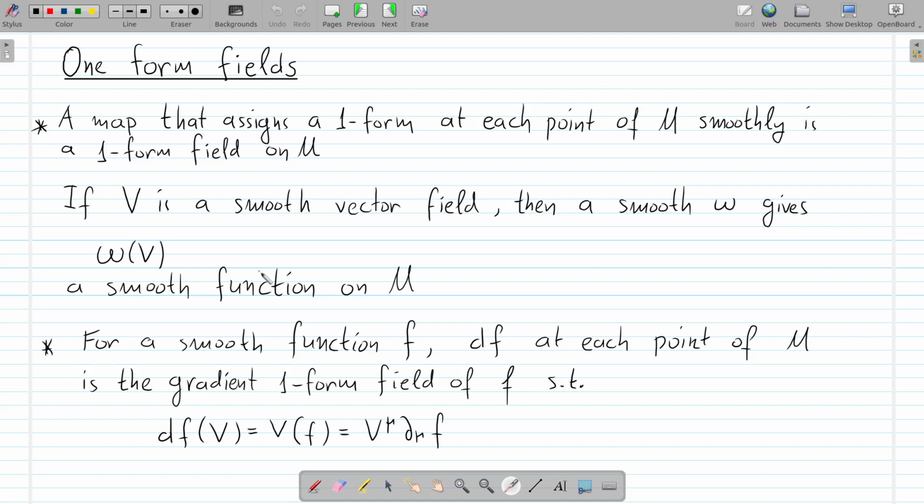If we have a smooth function f, then its gradient at each point forms a smooth one-form field. And the action of that one-form field on a vector field V will be given by this formula here.